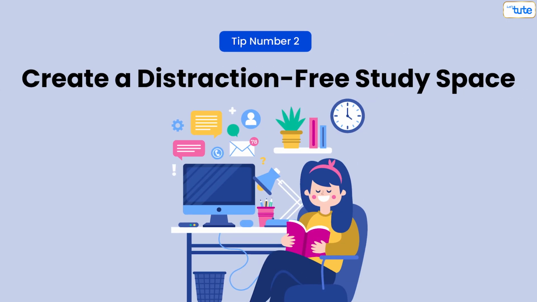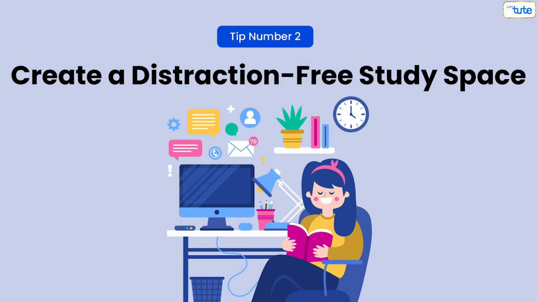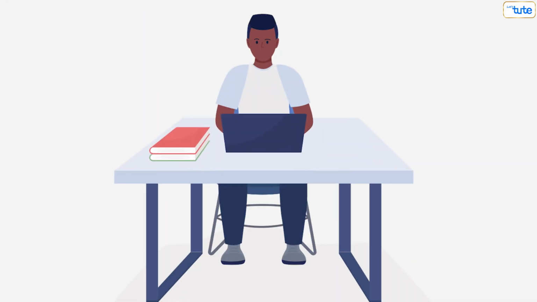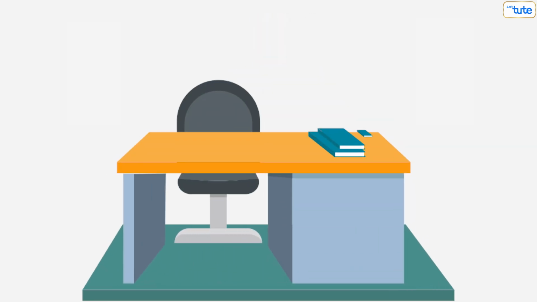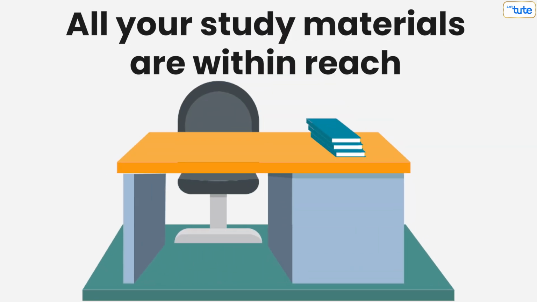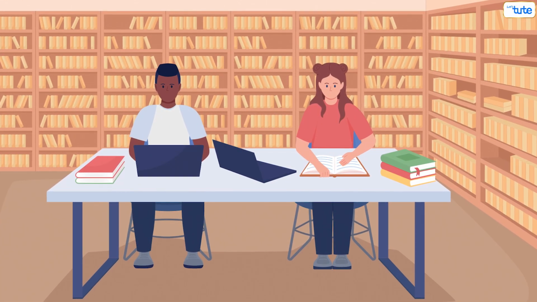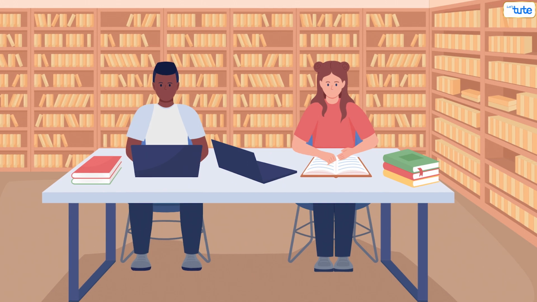Tip number 2. Create a distraction-free study space. Set up a study space that minimizes potential distractions. Choose a quiet area where you can focus without interruptions. Keep your desk clutter-free and ensure that all your study materials are within reach. A dedicated study space helps create a mental boundary between study time and leisure time.